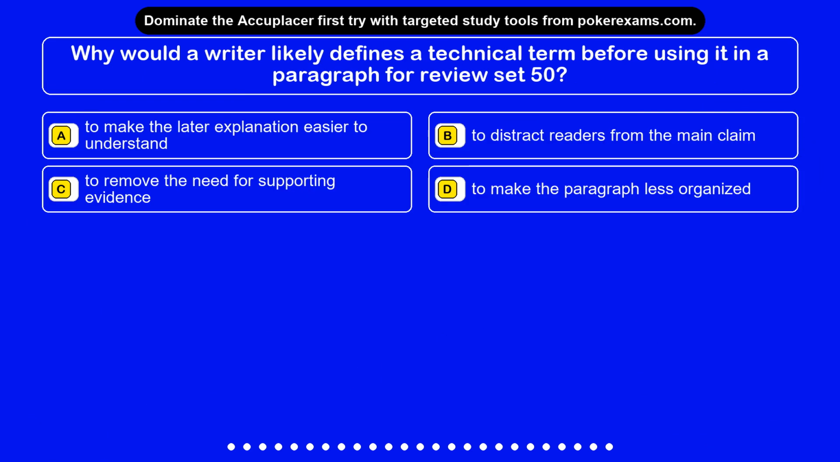Question 16. Why would a writer likely define a technical term before using it in a paragraph for review set 50? Option A, to make the later explanation easier to understand. Option B, to distract readers from the main claim. Option C, to remove the need for supporting evidence. Option D, to make the paragraph less organized.